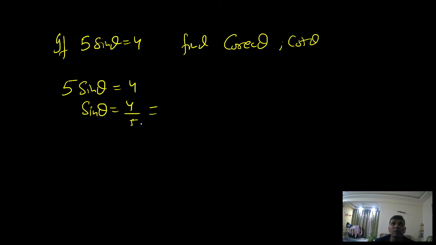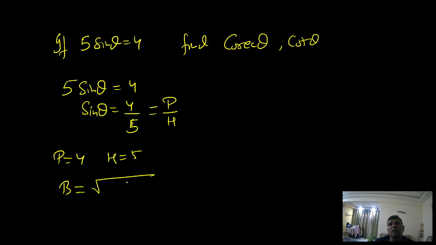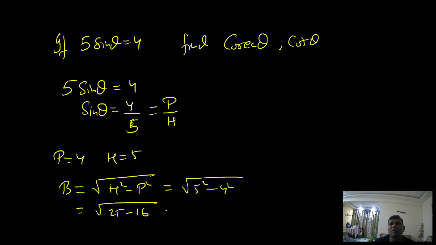Now we know that sine theta is basically perpendicular by hypotenuse. So from the following arrangement, we have got perpendicular here is going to be 4 and hypotenuse is going to be 5. So if I'm going to calculate the base part, base is going to be simply under root of h square minus p square from our Pythagoras theorem. Now we can put the value here, 5 square minus 4 square. Let us solve it. 25 minus 16, we have got root of 9, which is nothing but 3.